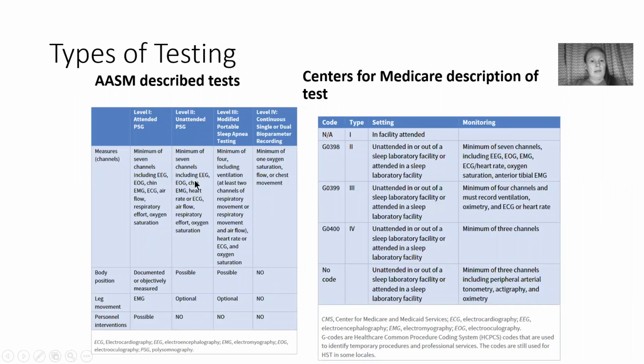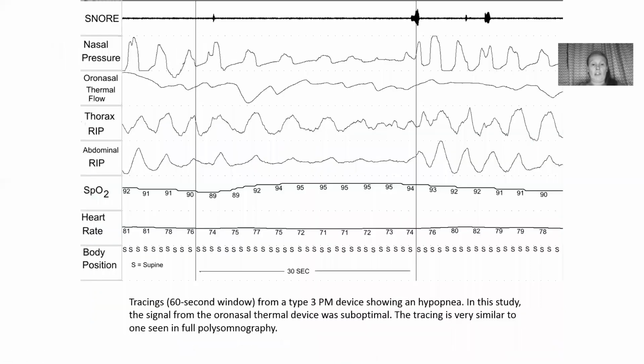Level 2 is not attended, and in this situation, either the tech would go to the patient's house and hook them up with portable equipment and then start it, or they would hook them up in the lab and then send them home to start the test right away, because this one does include EEG. Level 3 is the most commonly used type of portable sleep testing right now. It monitors both airflow at the nose and mouth as well as respiratory effort, and then it also monitors heart rate and oxygen saturations. And then the level 4 is the most minimal of all. It monitors oxygen saturation and either flow or chest movement.